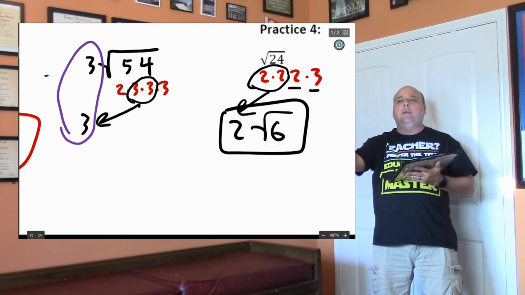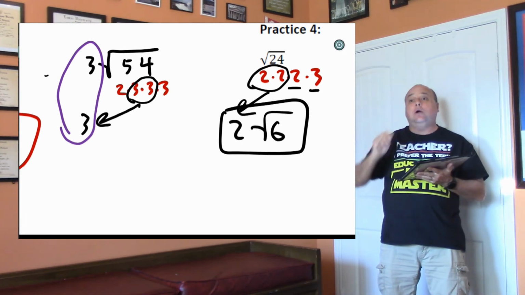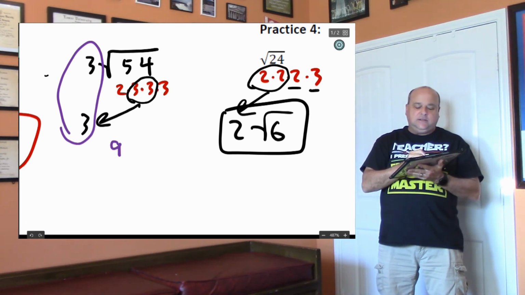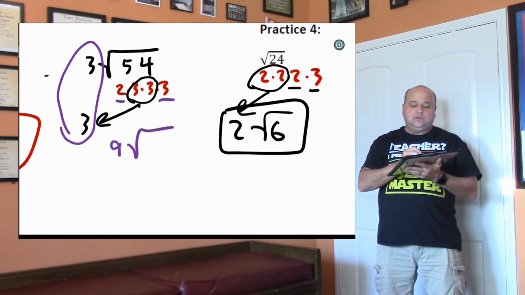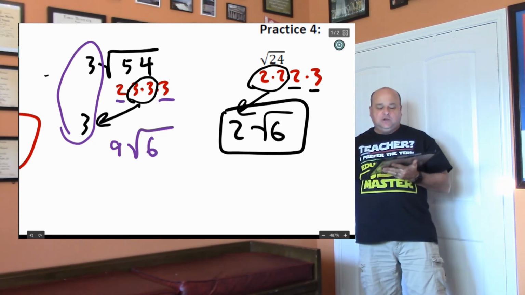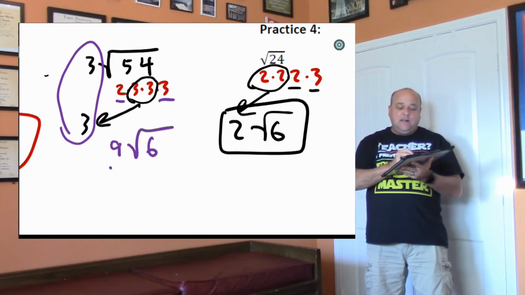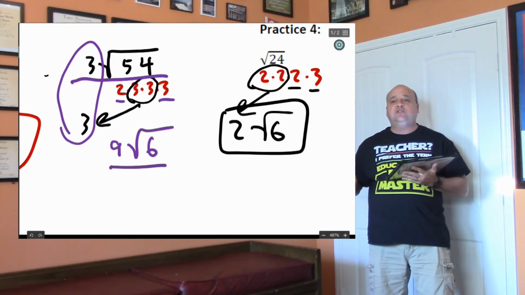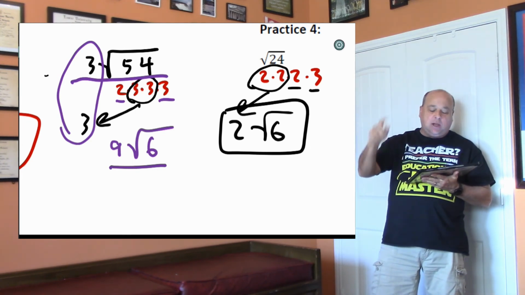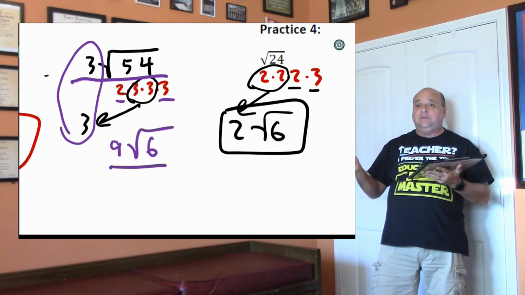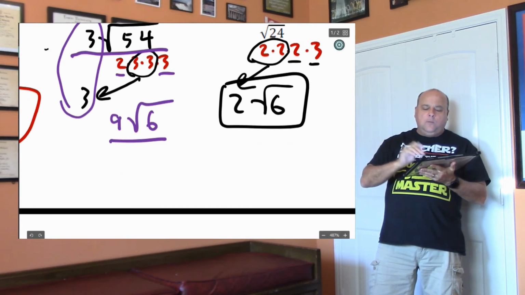I'm going to multiply everything that's pulled out by what's already out. So 3 times 3 is 9. And then on the inside I have 2 and 3 left. 2 times 3 is 6. Okay? So 9 times the square root of 6. This would be the same decimal answer as that. So if you plug both of them in the calculator and got the decimal answer, the decimal answers would be the same.